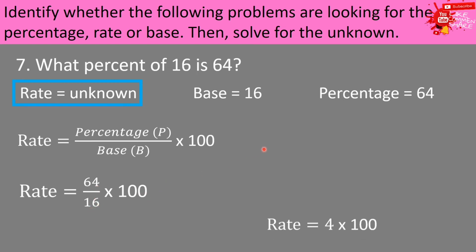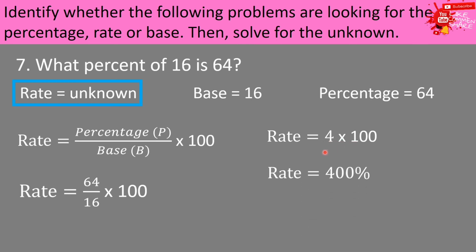Then, what is 64 divided by 16? We have here 4. So, 64 divided by 16 is 4, then multiplied by 100. So, we have here rate is equal to 400. Since we are looking for percent, we need to multiply it by 100. So, the answer is 400%. So, the rate is equal to 400%.